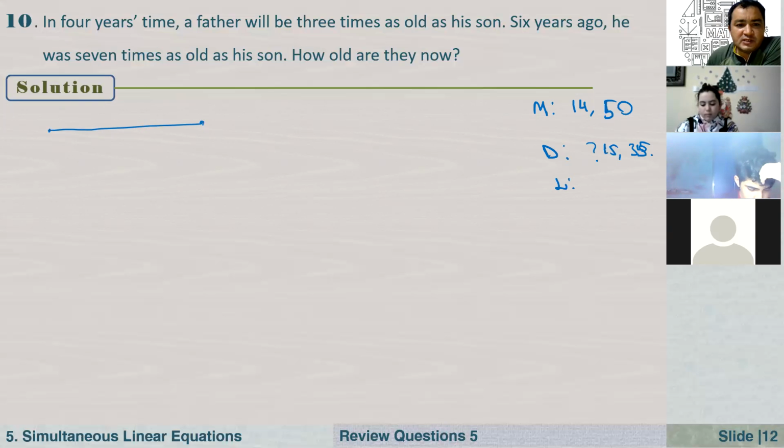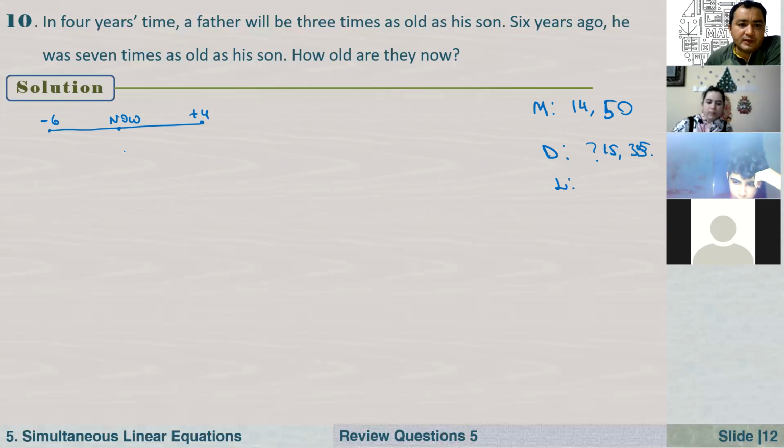Here, let me just draw a simple number line. Here, there is 0. We are talking about now. And it says 4 years time, right? And 6 years ago. So it is -6. This one is +4. So it says that a father and the son, how old are they?